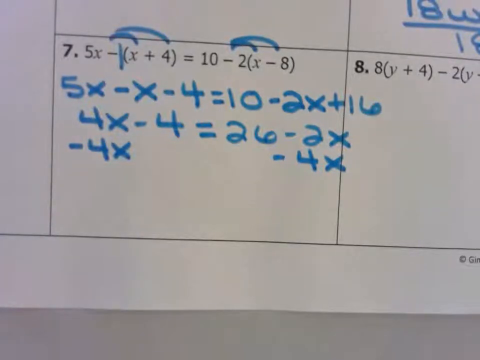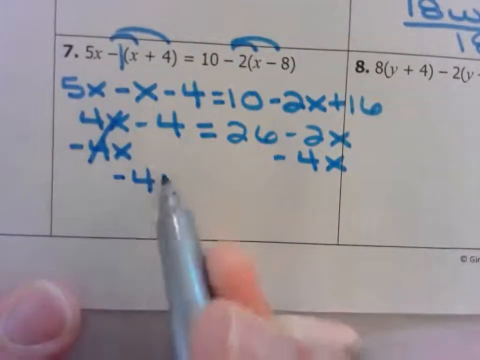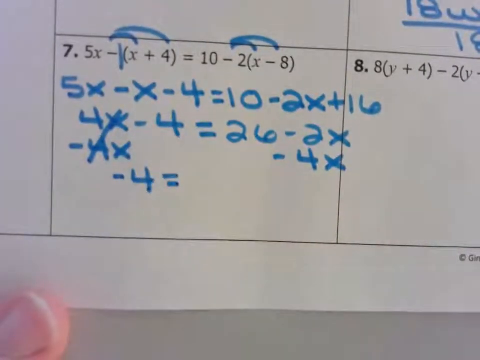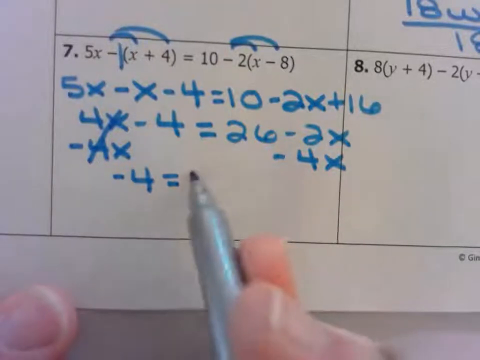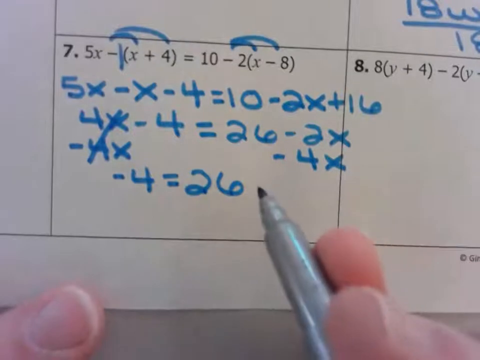These get complicated. Start from the left. 4x's cancel. Bring down the negative 4. Do not forget the negative with the 4. Bring down the equal. Bring down the 26. And then what is negative 2x minus 4x?